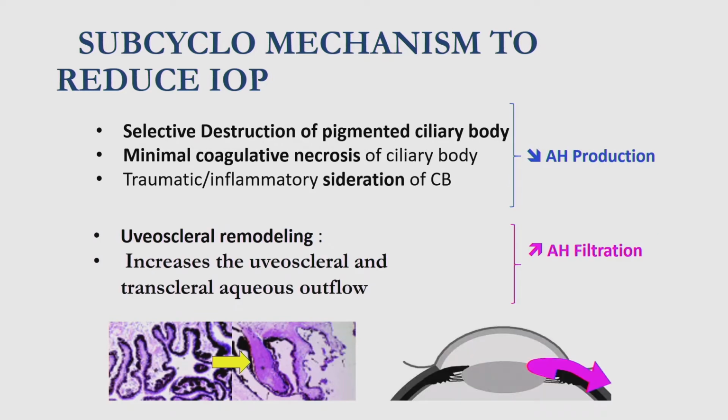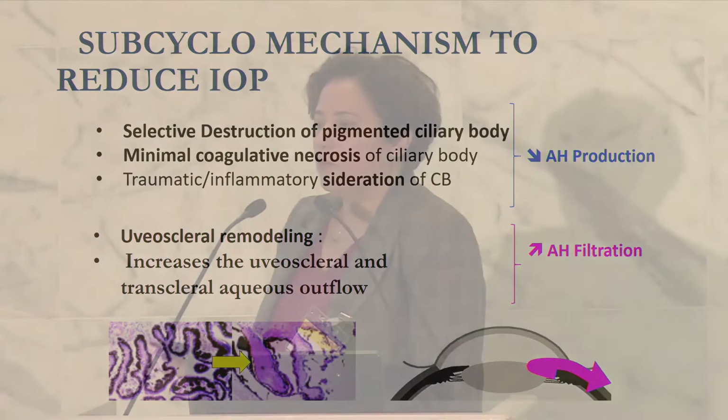There are many mechanisms to reduce the IOP with SubCyclo. Some of the mechanisms reduce the production, and some increase the aqueous outflow. A recent hypothesis is that there is a modification in the position of the scleral spur and the trabecular meshwork, which opens the angle.